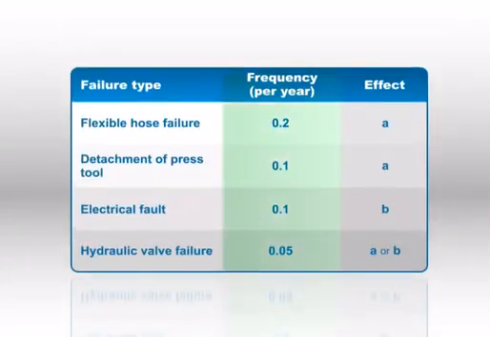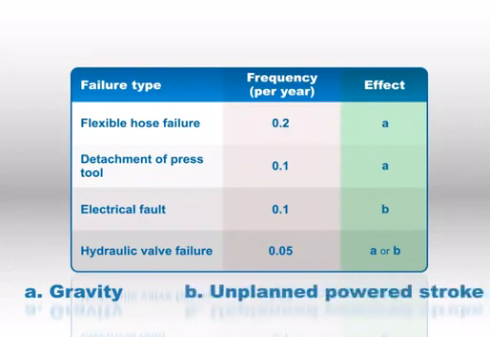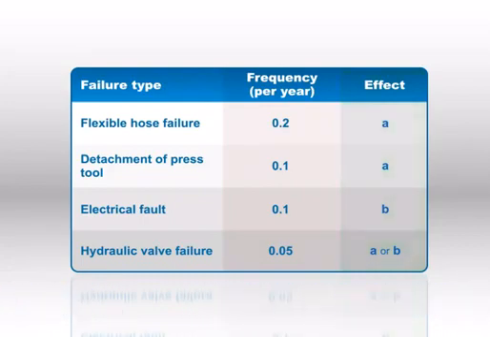We have data for the frequency of failure for the different parts of the machine, and also whether the effect of this failure would cause the press tool to fall by A, gravity, or by B, an unplanned powered stroke. We have all of the information we need, so now we can construct the fault tree.